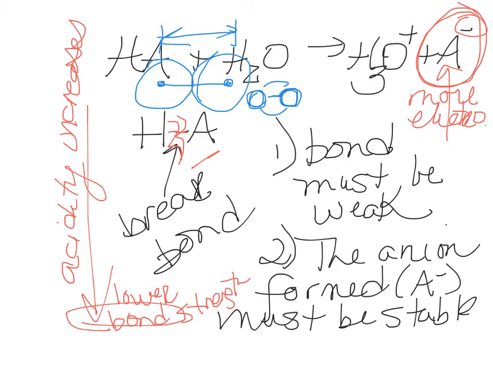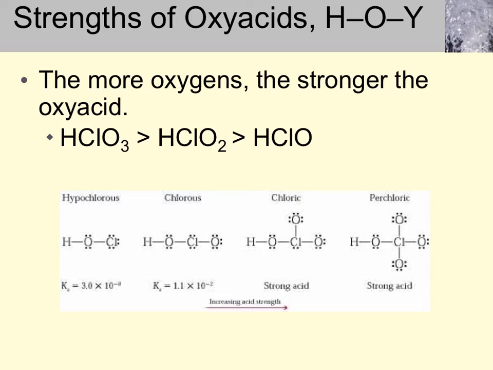I always use the analogy of people. If you have two very small people, they can get real close to each other and hug. If you have two very, very large people, they may not even be able to get their arms around each other. So their bond is probably not quite as strong. So that explains the acidity increasing down a group.